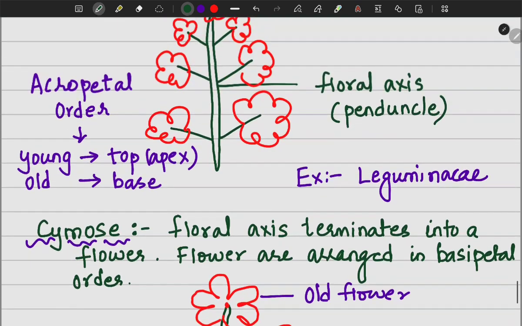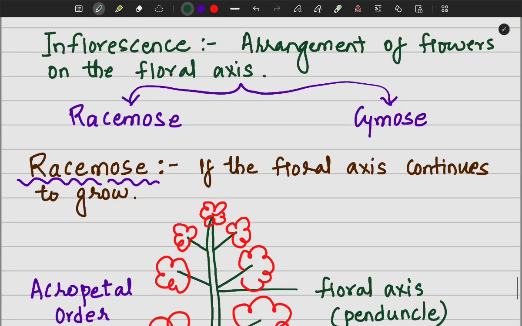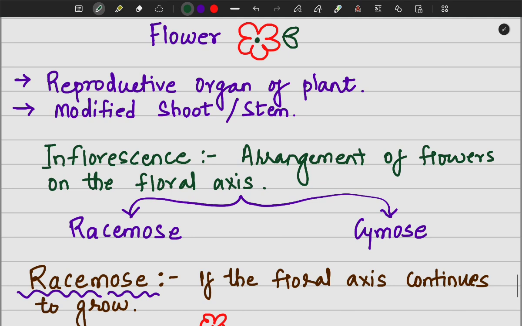I hope the inflorescence and the types of inflorescence are clear to you. So we will study about the structure of a flower and its types in the next lecture.